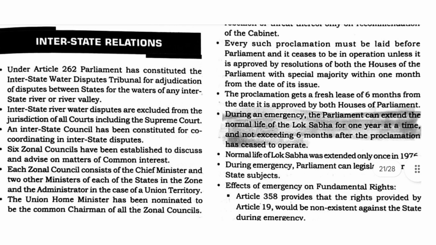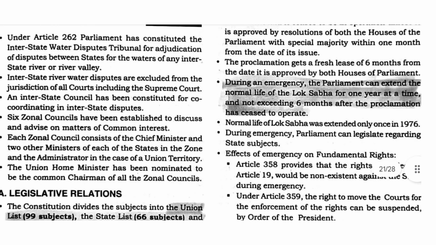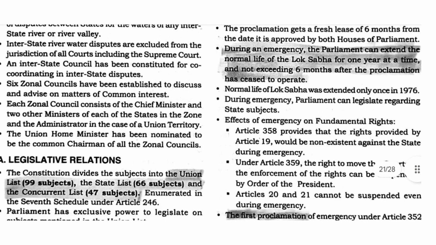Interstate relations. Under Article 262, Parliament has constituted the Interstate Water Disputes Tribunal for adjudication of disputes between states for the waters of any interstate river or river valley. Interstate river water disputes are excluded from the jurisdiction of all courts, including the Supreme Court. An Interstate Council has been constituted for coordinating in interstate disputes.